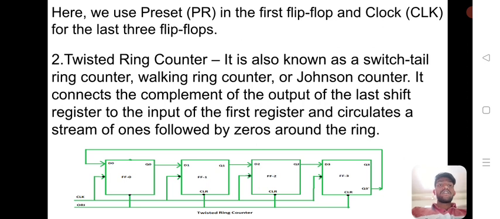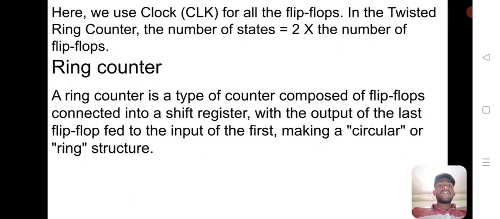Twisted ring counter. It is also known as a switch tail ring counter, walking ring counter, or Johnson counter. It connects the complement of the output of the last shift register to the input of the first register and circulates a stream of ones followed by zeros around the ring. Here we use clock for all the flip-flops. In the twisted ring counter, the number of states is 2x the number of flip-flops.